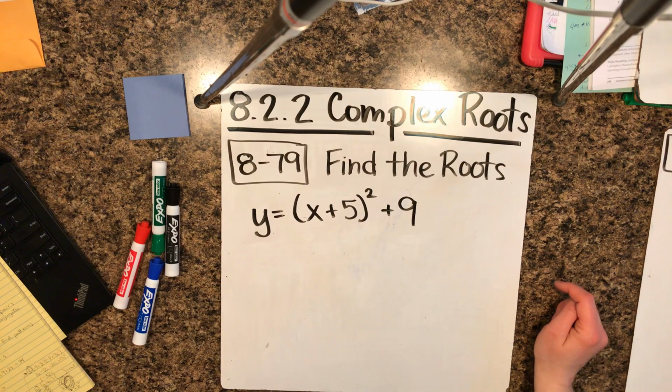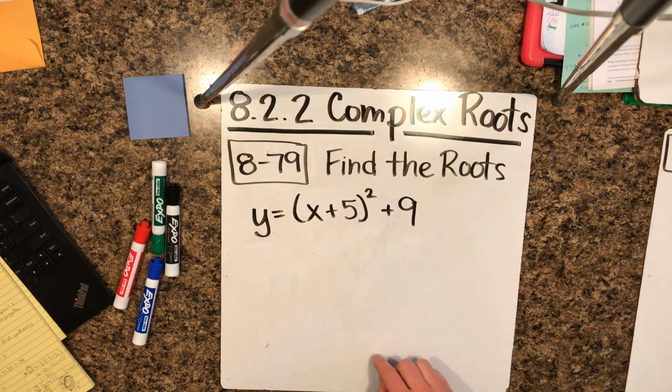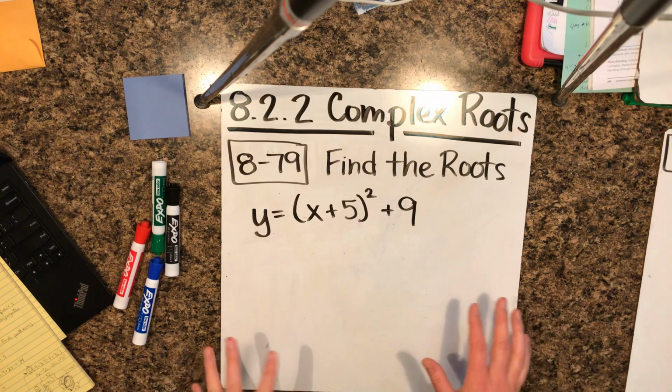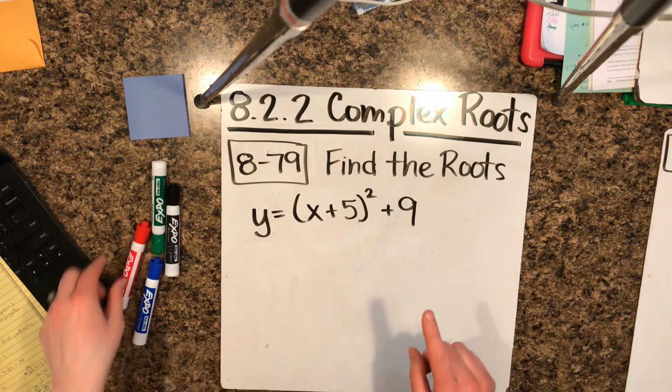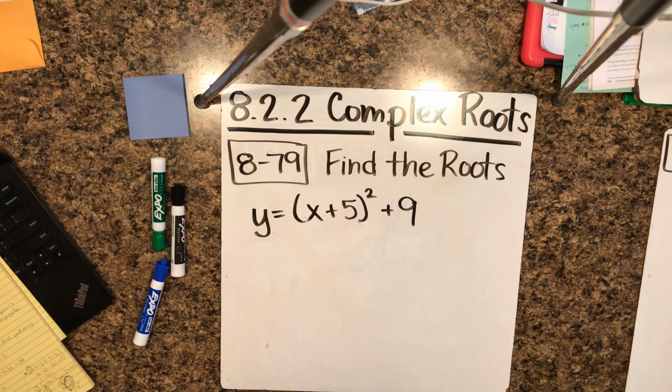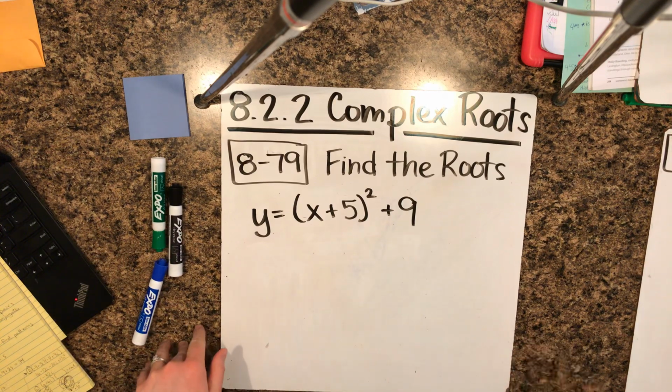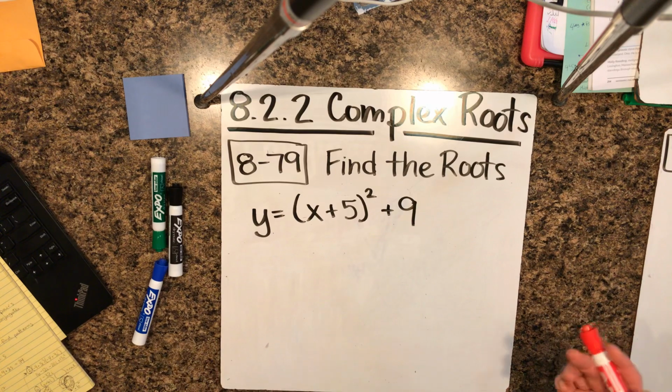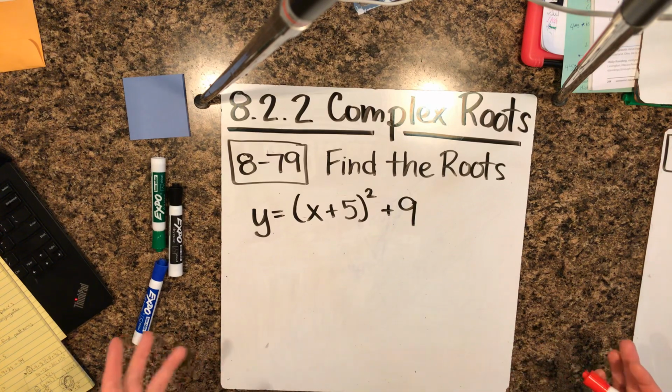Now remember, other words for roots are solutions, zeros. We used to think of them as x-intercepts, but x-intercepts are only for real roots. We know sometimes an equation or a graph will never hit the x-axis, and we just learned yesterday that that doesn't necessarily mean it has no solutions. It just means that it has no real solutions.